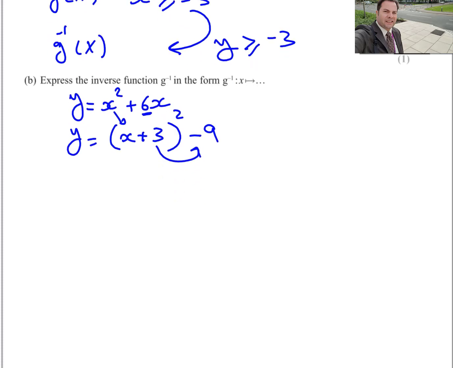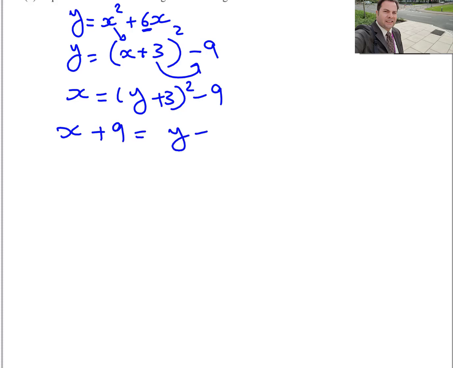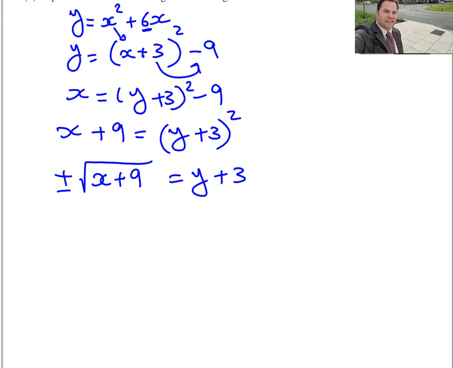How to find the inverse of the function? Switch between x and y, let x be y and y be x: x equals y plus 3 all squared minus 9. Then make y the subject. Add 9 to both sides: x plus 9 is equal to y plus 3 all to the power of 2. By taking the square root of both sides, positive or negative, square root of x plus 9 is equal to y plus 3. Move 3 to the other side: plus or minus square root of x plus 9 minus 3 is equal to y.